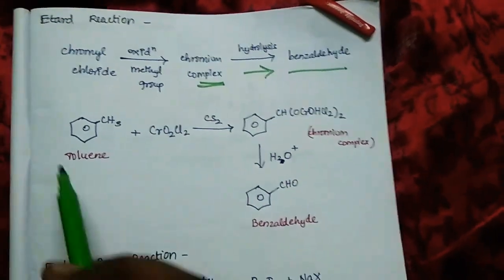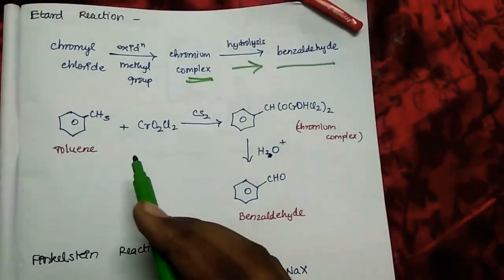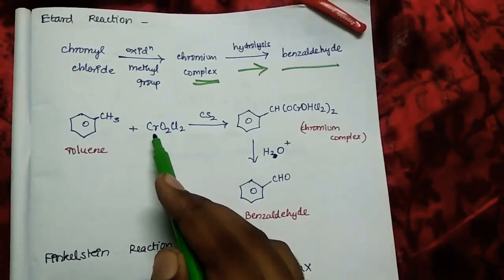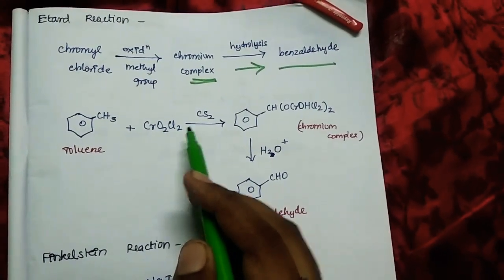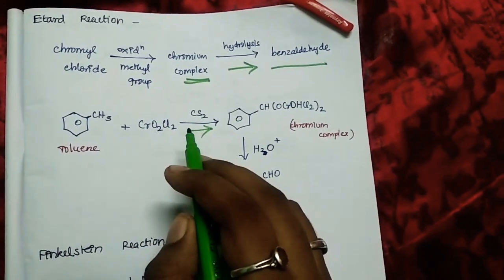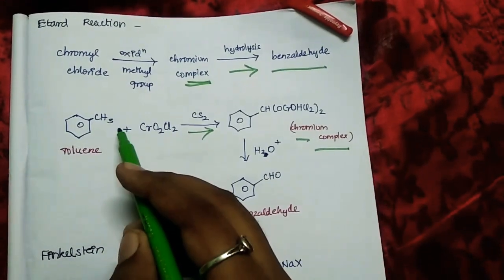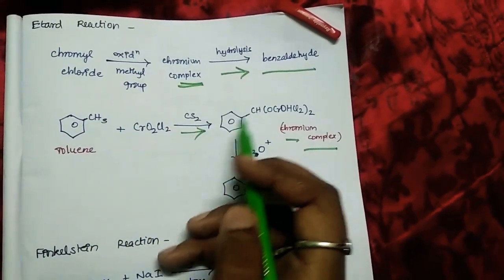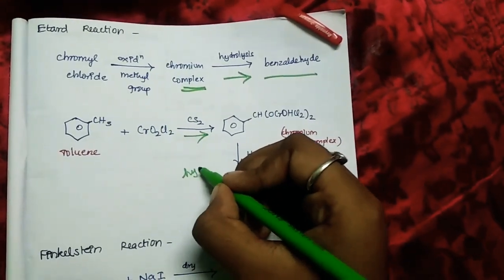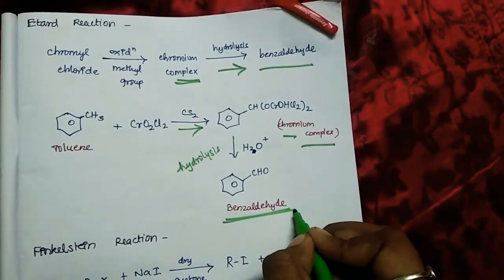For example, if we take toluene, which is a benzene ring attached with a methyl group, it reacts with chromyl chloride, that is CrO2Cl2, in the presence of CS2, which is an oxidizing agent, to give a chromium complex. That is, the H3 is replaced by this complex. And on hydrolysis, it gives benzaldehyde.